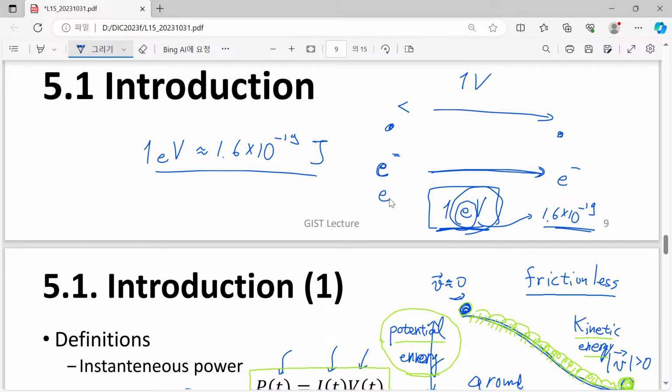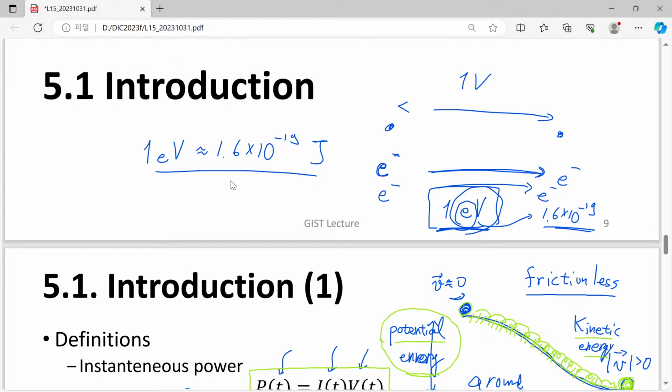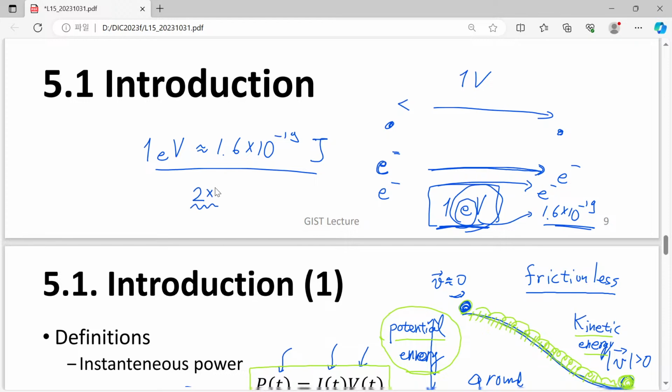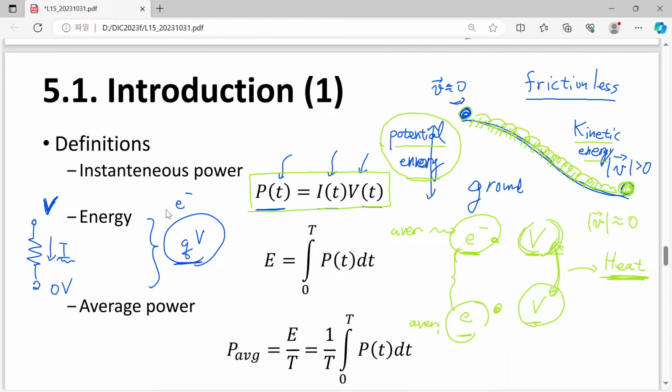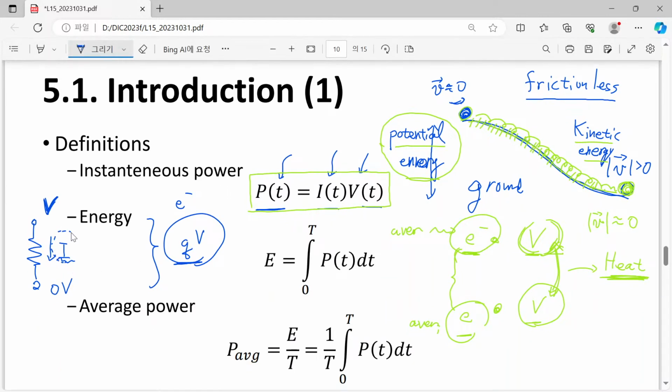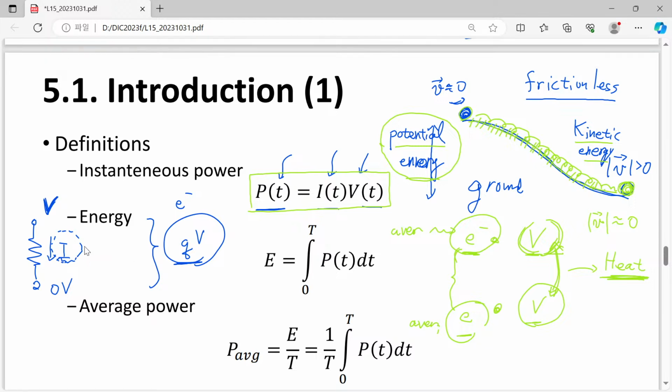Instead of that, now we have two electrons moving the same way. Then how much is the energy difference? You can just multiply by 2 because two electrons are involved. So simply speaking, if this current is higher and higher, it means that more electrons are moving in a given time scale, so the amount of energy dissipation to the heat is enlarged.